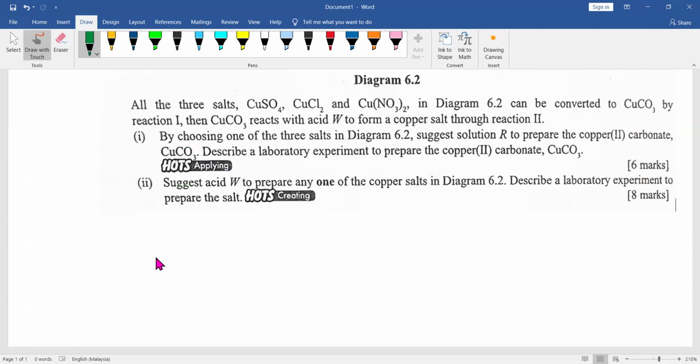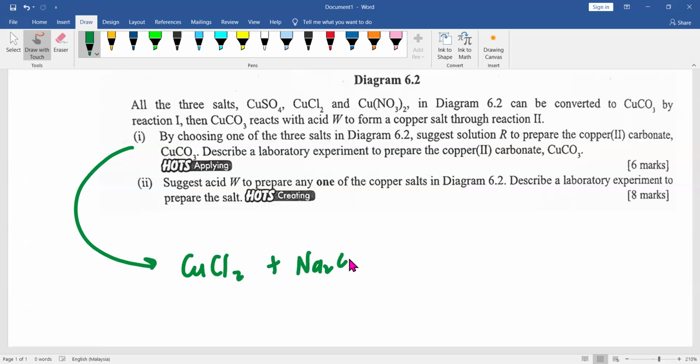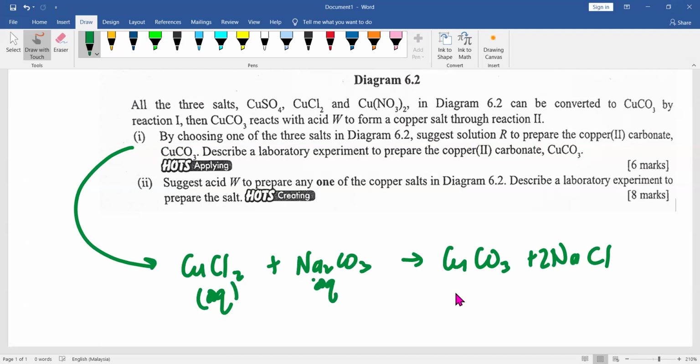Okay, so let's say we do copper chloride plus sodium carbonate. We get copper carbonate and sodium chloride. You don't need to write the equation now. I'm writing the equation so that you know what's going on. Okay, so it's aqueous. This is a precipitation reaction, solid and then aqueous. You all know that? Because this is insoluble.